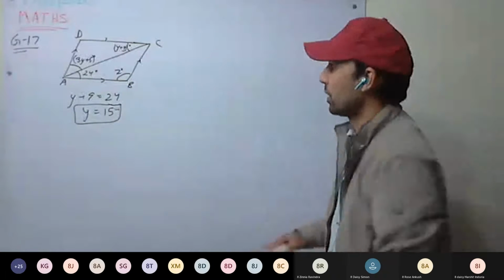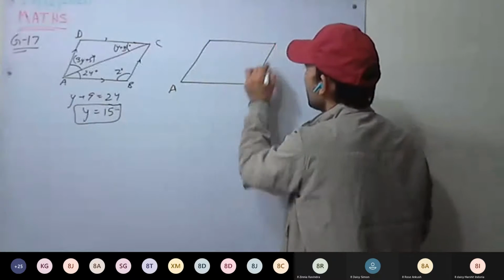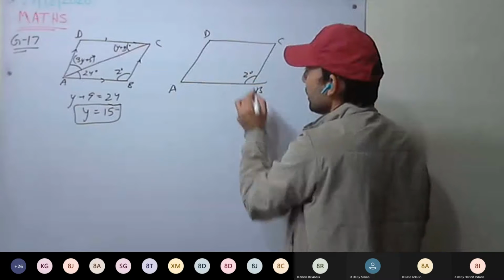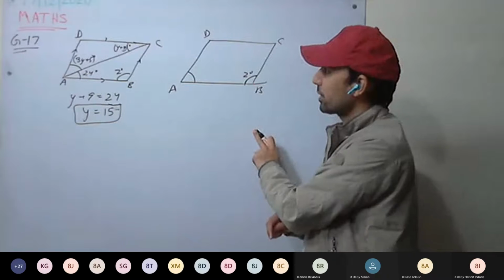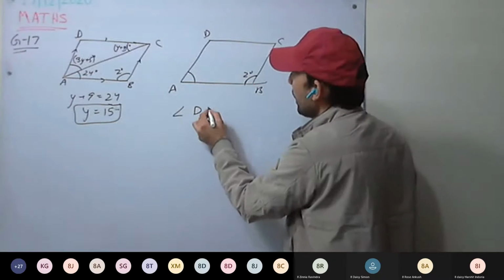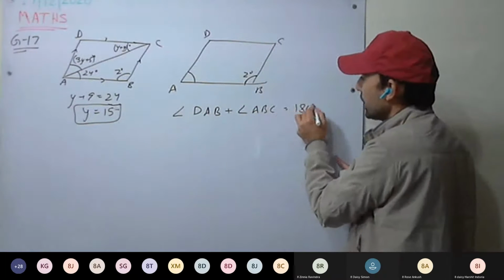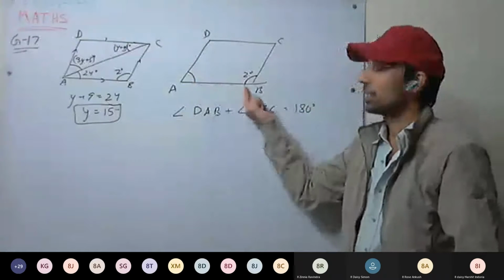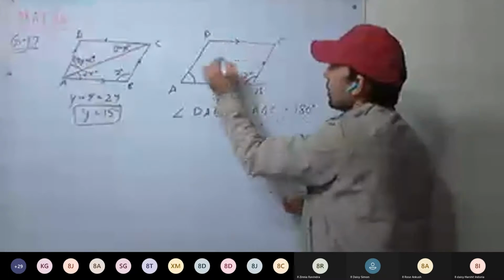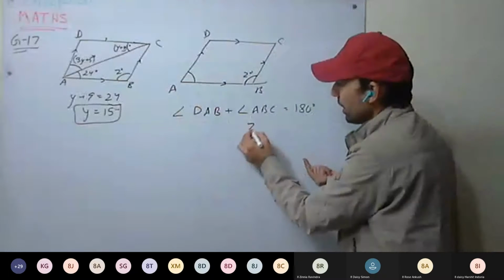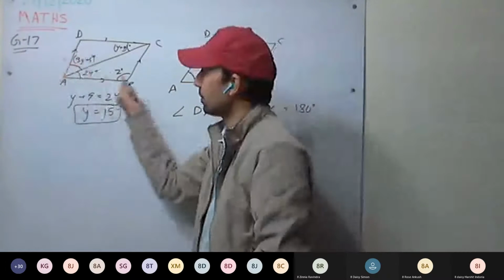Now how to calculate Z? See here, this is the parallelogram ABCD. This is Z degree. This angle plus this angle equal to 180 degree. Angle DAB plus angle ABC equal to 180 degree. Why? In a parallelogram, the adjacent angles are supplementary. ABC we have Z degree, but how can we calculate angle DAB?